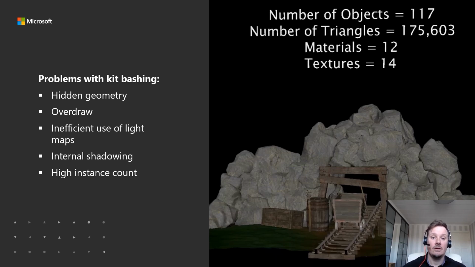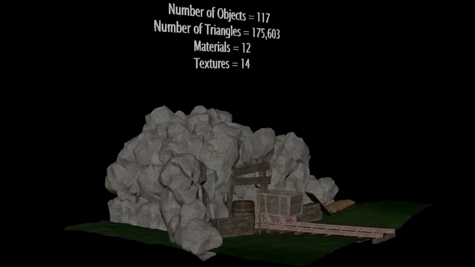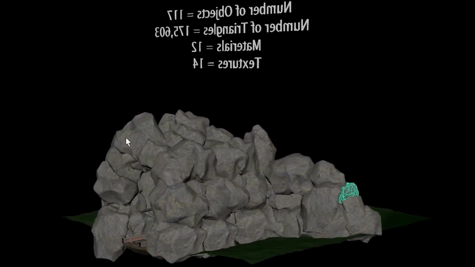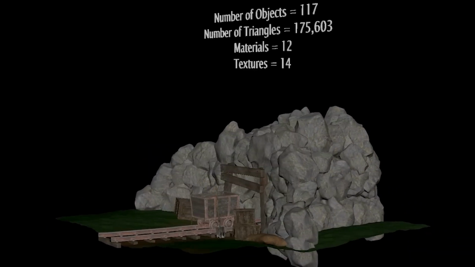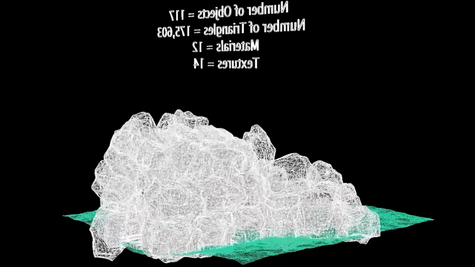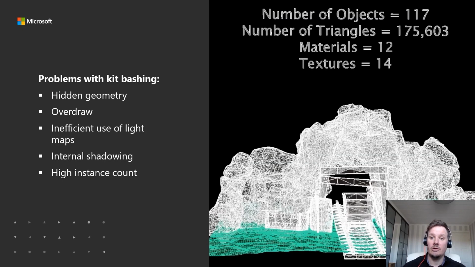So if we look at this video here, this is an example of a kit bashed asset where you've got a bunch of rock pieces thrown together. And if you scrutinize this thoroughly, you'll see that there's a lot of internal geometry that will be costly from a performance point of view.